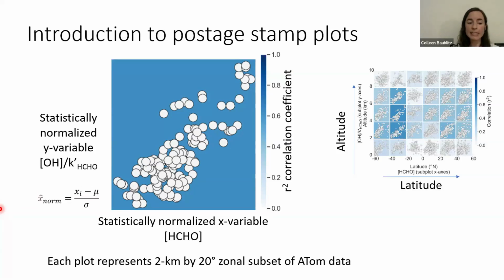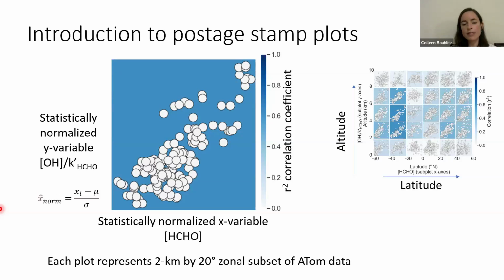But so each of these subplots represents a 2 kilometer by 20 degree zonal subset of the ATOM data. And so really what they're helpful in representing is the distribution of the strength of relationship between formaldehyde and OH across the troposphere and across the ATOM data set. And so the background color is demonstrating the strength of the R-squared correlation coefficient between formaldehyde and this normalized form of OH.